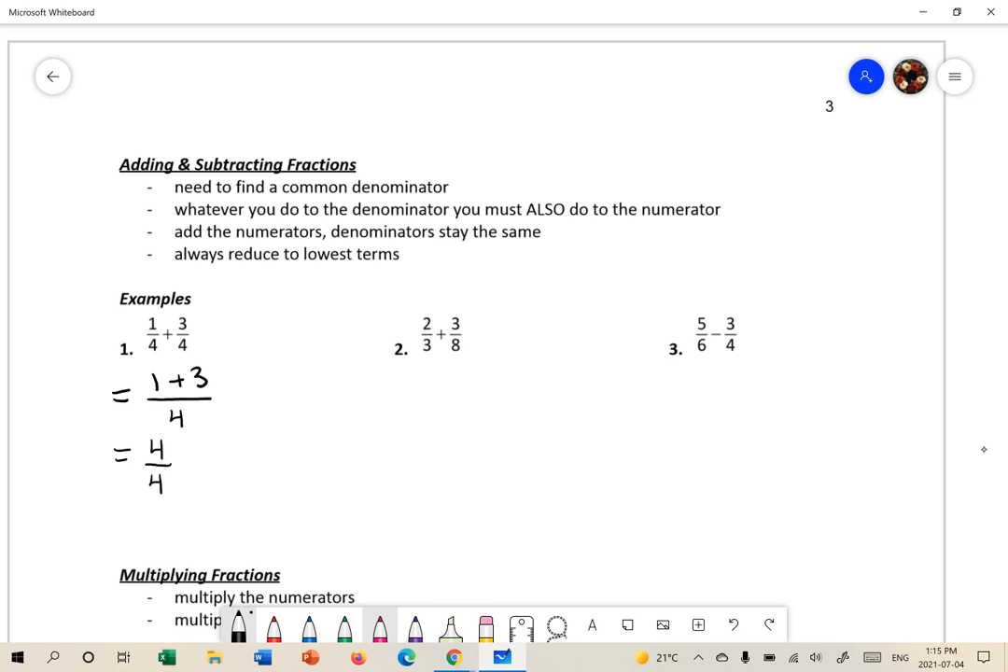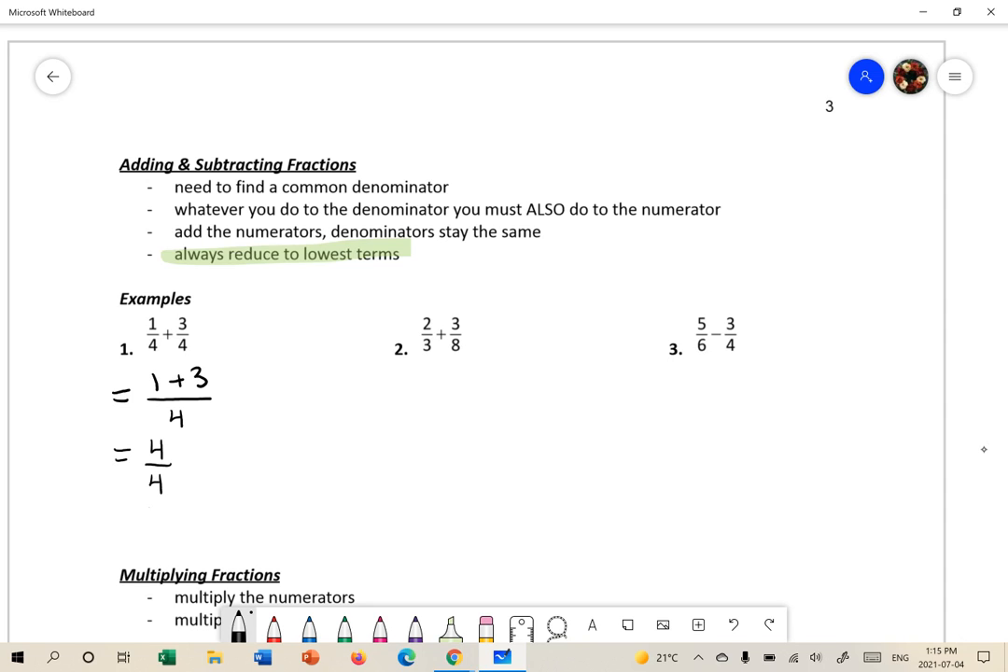Okay, and what's really important is this last step that says always reduce to lowest terms. So 4 over 4, that's the same as saying 1 whole. 4 divided by 4 is 1. Okay, so by leaving it at this stage, 4 over 4, it's correct, but it's not fully correct.